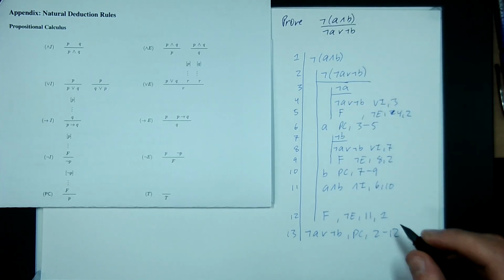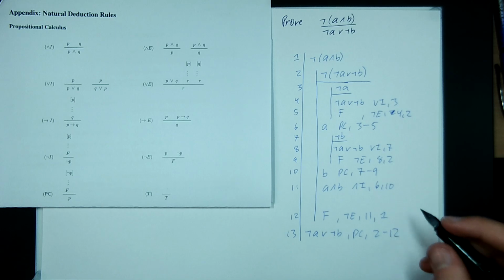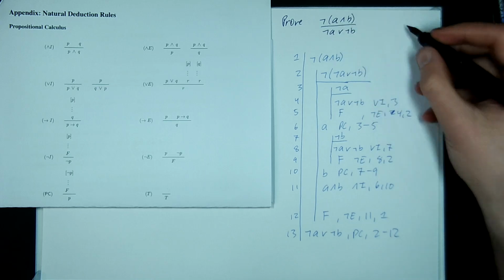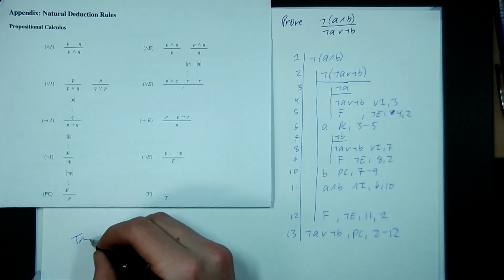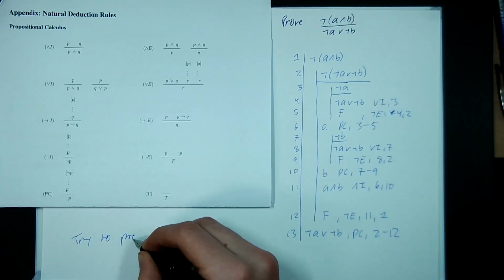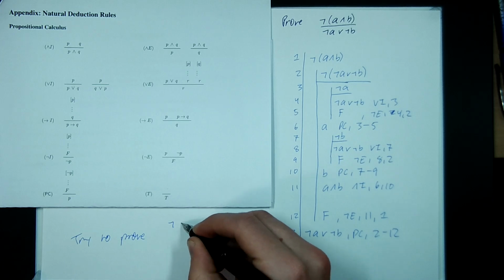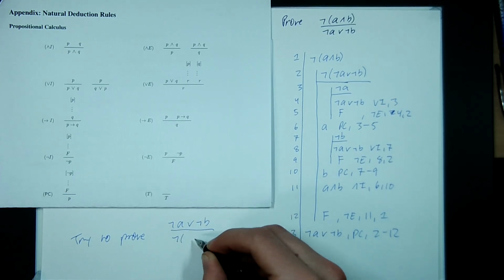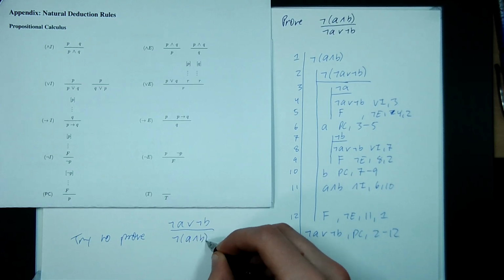Okay? So that's a tricky proof, and these things do require a lot of practice, so I recommend you go through and try and prove this in the opposite direction. So try to prove that if you have not A or not B, then you can obtain not A and B. So have a go at that.